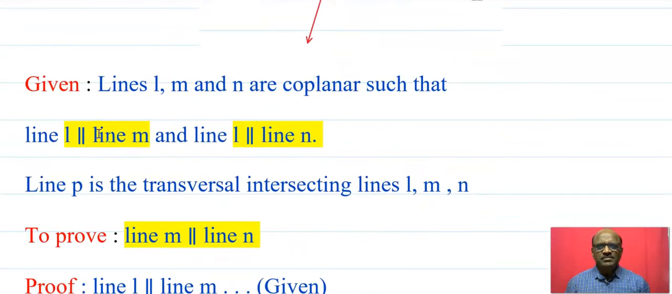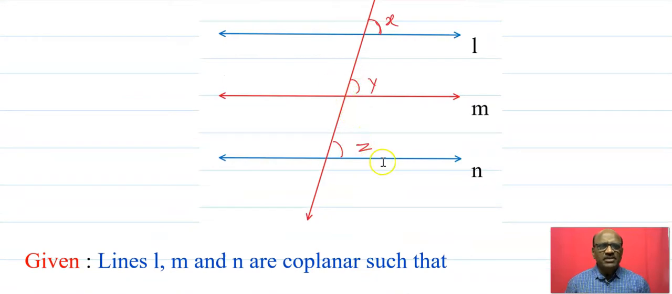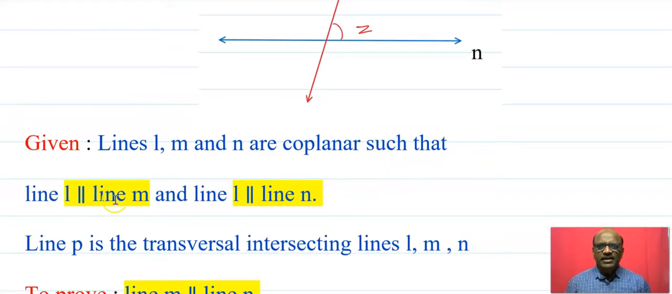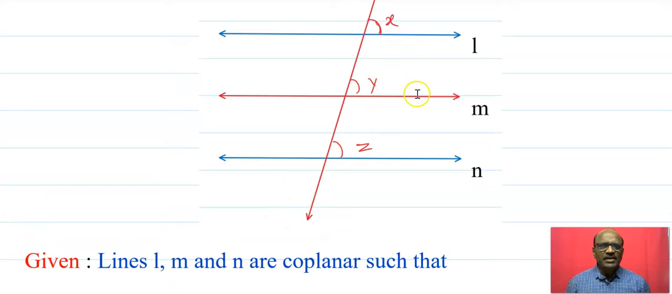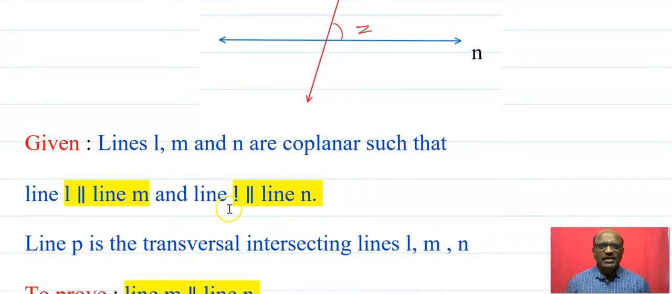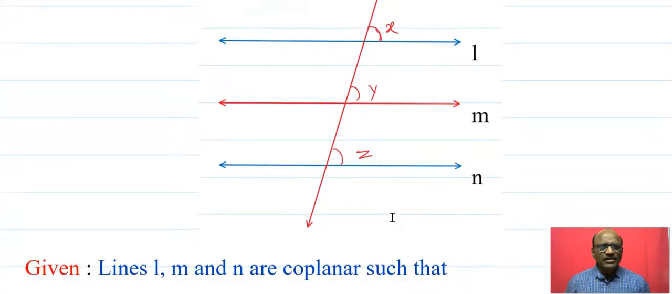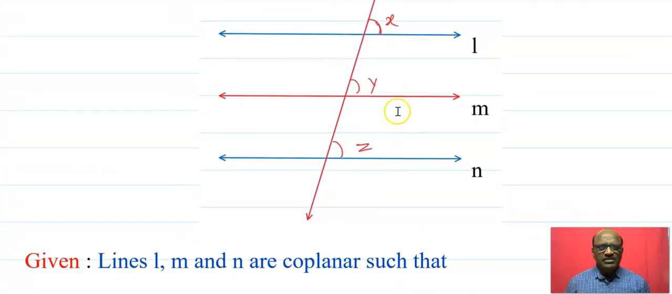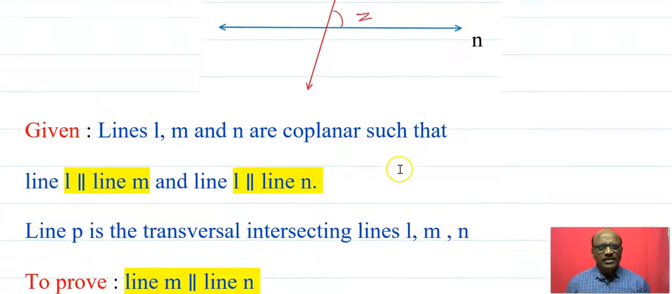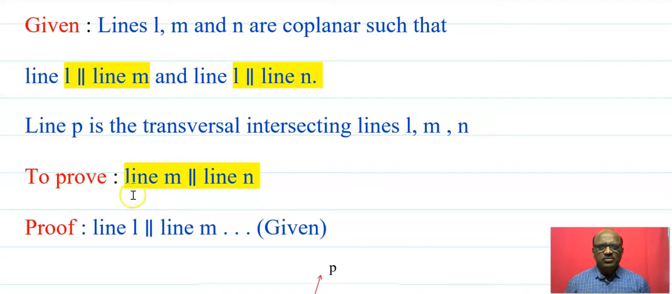Now see this here. The lines L, M, N are coplanar lines, means they are in the same plane. Line L is parallel to line M. Line L is parallel to the third line N. What we want to prove is that line M is parallel to line N. Now we'll prove this. This is a proof to prove line M is parallel to line N.